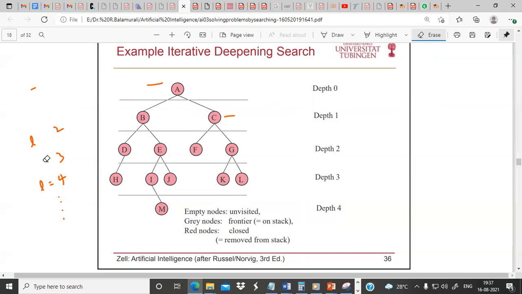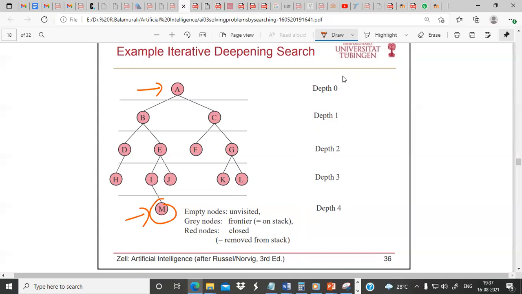But there is one critique on this algorithm, though it's not a serious issue. There is one disadvantage with this algorithm, but that disadvantage is not going to affect it much. The disadvantage is that certain paths are explored several times. Say for example, assume that M is the goal state. If M is the goal state, then first we check whether the goal is at depth 0 or not.